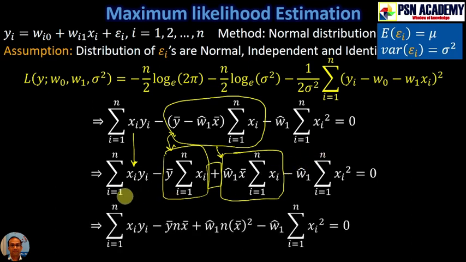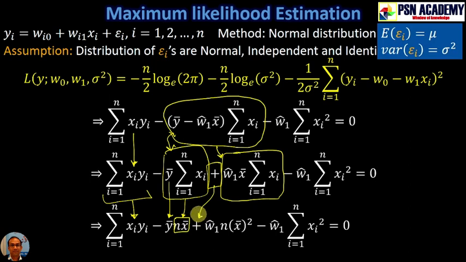Next, this part will remain as it is, and here y bar is here, but the summation of xi's will give you n times x bar, because if you multiply n with the mean, then you will get the same summation, right? So in place of this summation of xi, we write n times x bar.